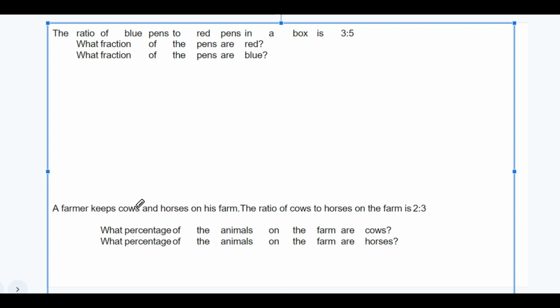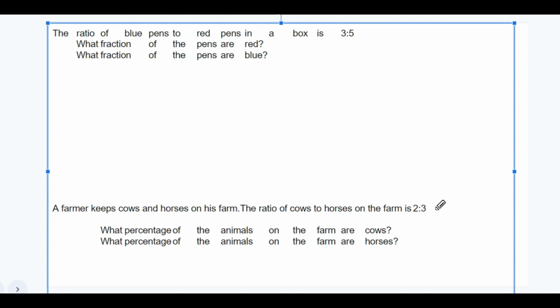A farmer keeps cows and horses. So the ratio of cows to horses is 2 to 3. Now what we need to find is what percentage of animals on the farm are cows.